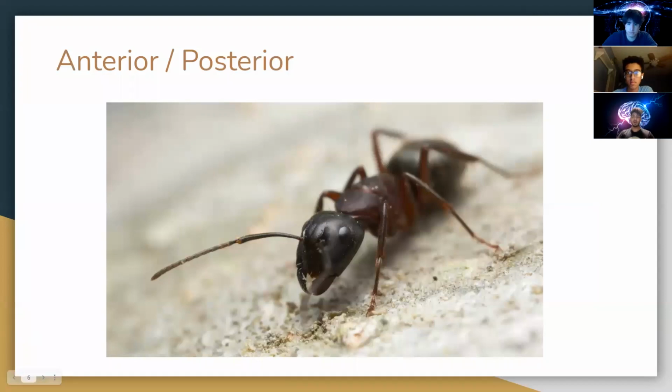Next, we'll be talking about the anterior and posterior coordinates of the brain. As an example, ants' antennae are positioned on the front of their body. An easy way to remember this is by hearing antennae and anterior. They sound really similar. So essentially, anterior means the front of the brain.